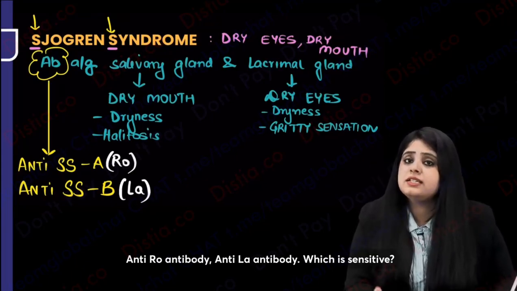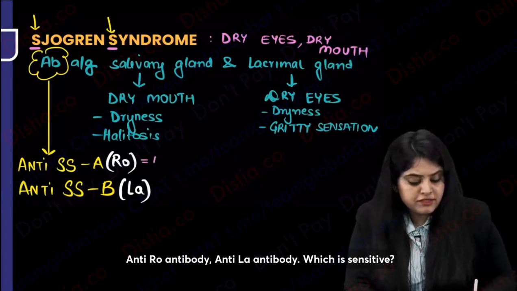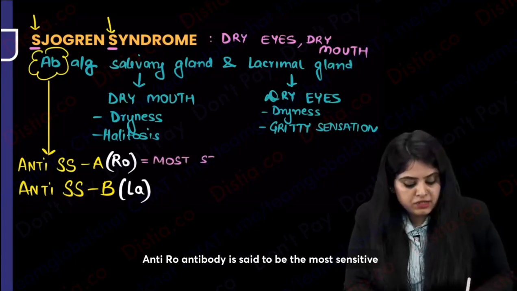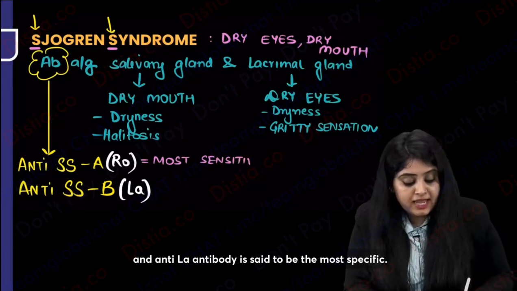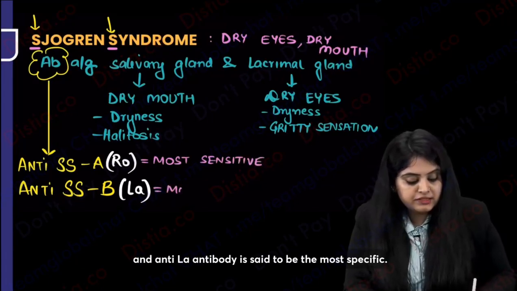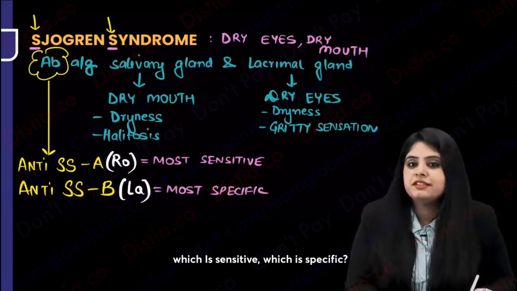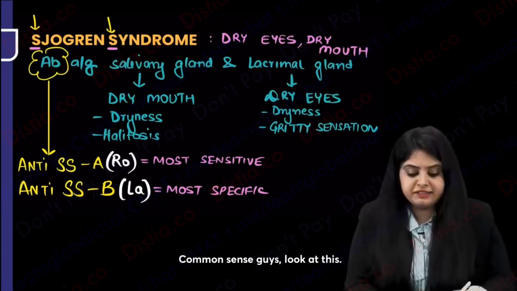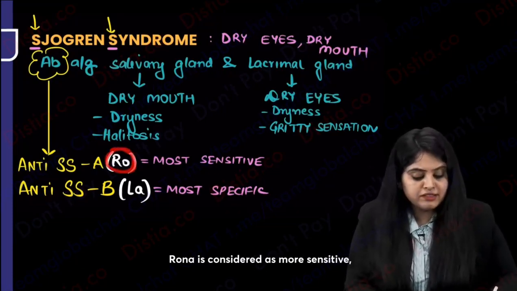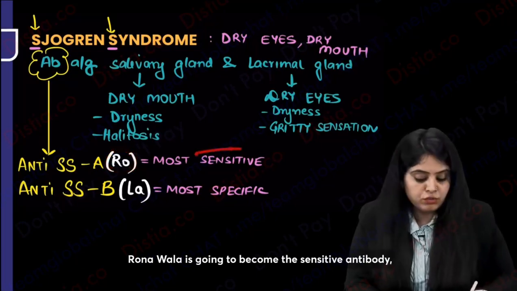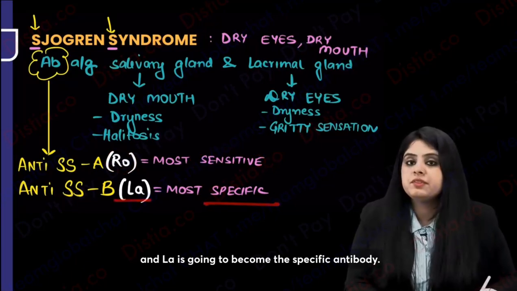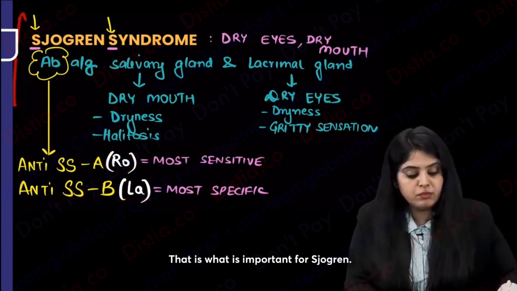Anti-Ro antibody, anti-La antibody, which is sensitive? Anti-Ro antibody is said to be the most sensitive and anti-La antibody is said to be the most specific. How will I learn this? Which is sensitive, which is specific? Common sense, guys. Look at this. Ro comes first, so it is considered more sensitive. Now, Ro is going to become the sensitive antibody and La is going to become the specific antibody. That is what is important for Sjogren.